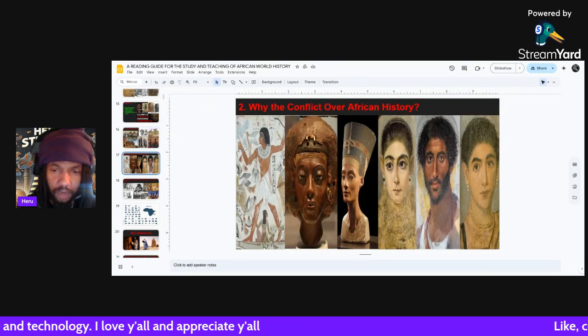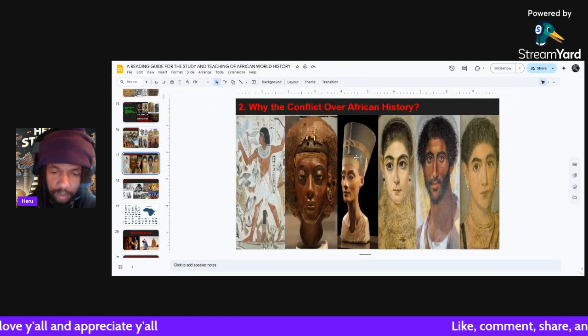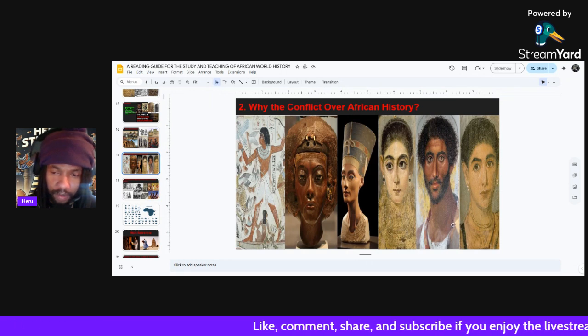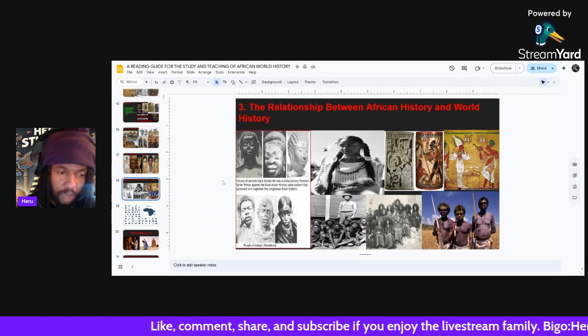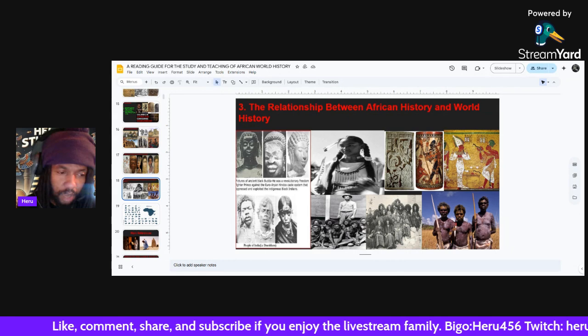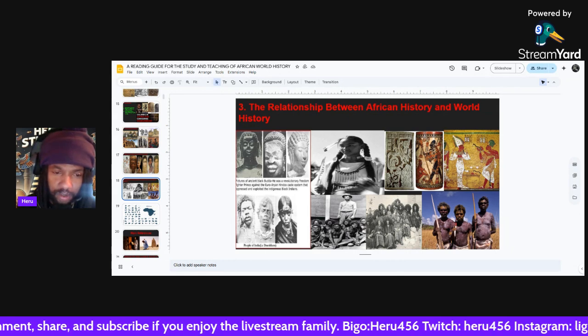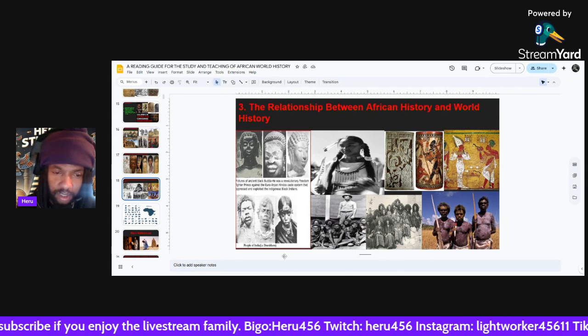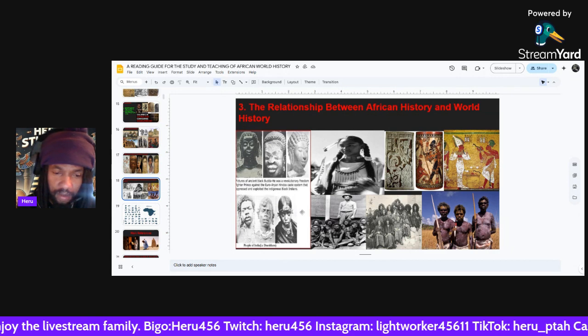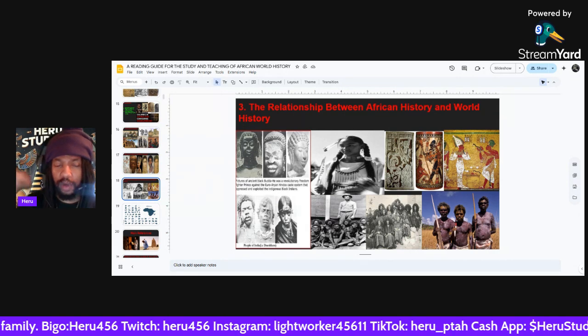Why the conflict over African history? As you can see, this bust of Nefertiti. You see how they try to show this fake little Nefertiti right here? Y'all see it. And then the relationship between African history and world history. So as you can see, you see the Buddha. You see our brothers and sisters in India. Shout out Runoko Rashidi.